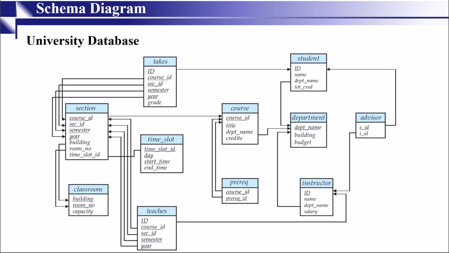This schema diagram that you can see here is a university database with tables like student, department, advisor, instructor, course, prerequisite, text, time slot, teach, section, and classroom. Our examples are from this database.